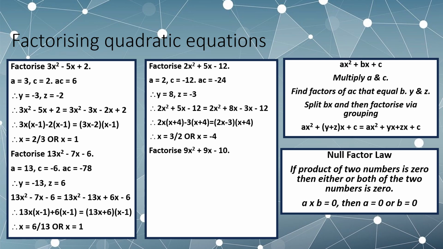Final example now for these ones. We have factorised 9x squared plus 9x subtract 10. So our a value is 9, our c value is negative 10, which makes AC, a multiplied by c, equal to negative 90. So therefore we have y is equal to negative 6, and z is equal to 15.